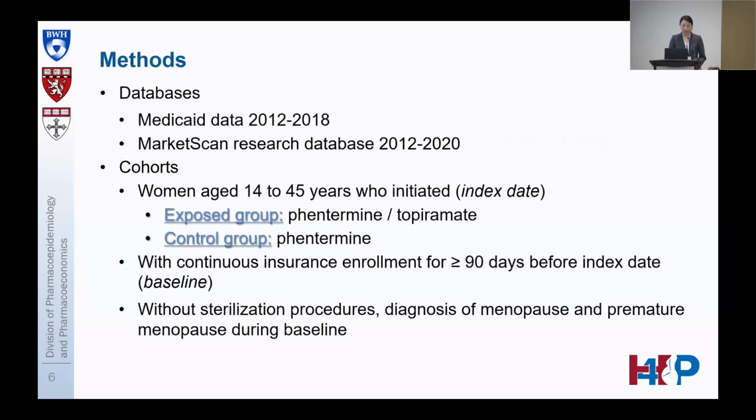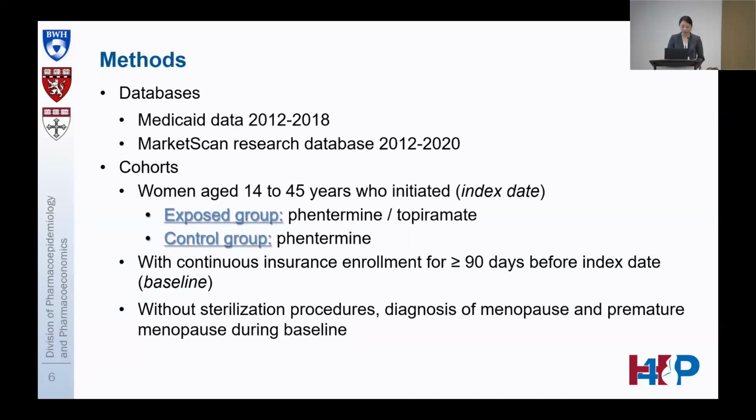So in terms of the database, we use both Medicaid data, which is a publicly insured population in the US. And we also have the MarketScan Research Database, which was just in Nicole's presentation, focused on the privately insured population. So we included women aged 14 to 45 years who initiated the treatment.